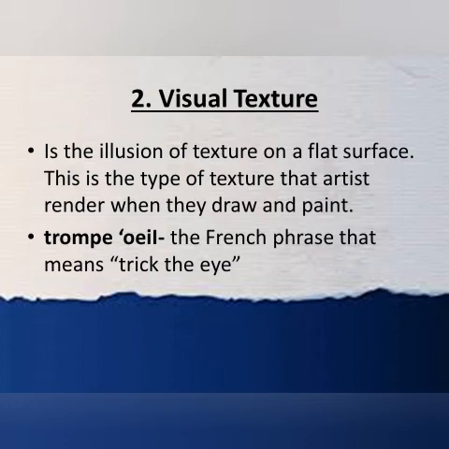Second is the visual texture. Visual texture is the illusion of texture on a flat surface. This is the type of texture that artists render when they draw and paint. Visual textures may look soft, smooth, or fuzzy, or even rough, even to the point of trompe-l'oeil, the French phrase that means trick the eye.